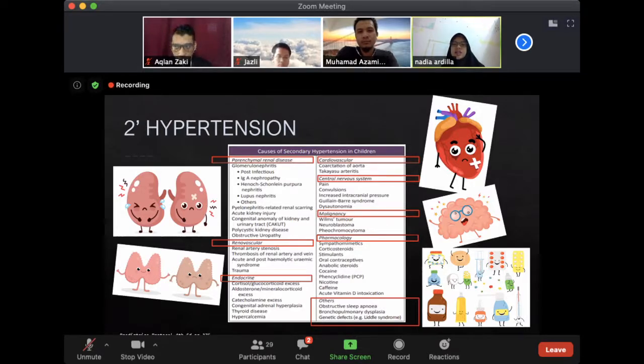And certain drugs can also disturb the child's blood pressure such as sympathomimetic drugs, corticosteroids, stimulants, and also cocaine. Caffeine also can increase your blood pressure. Others can be obstructive sleep apnea, bronchopulmonary dysplasia, and genetic defects such as Liddle syndrome.